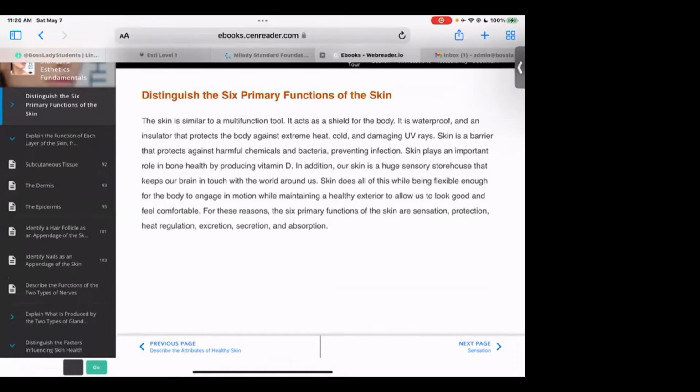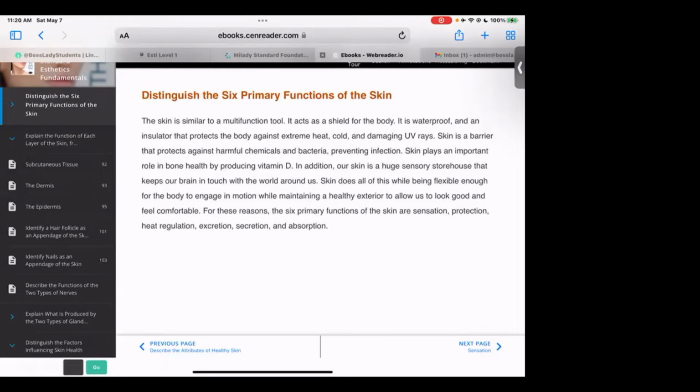I would absolutely write these down. We want to know these 6 primary functions. I'll read this quick excerpt and then we will relist the primary functions if you didn't catch them. So the skin is similar to a multifunction tool. It acts as a shield for the body. It is waterproof and an insulator that protects the body against extreme heat, cold, and damaging UV rays. Skin is a barrier that protects against harmful chemicals and bacteria while preventing infection.